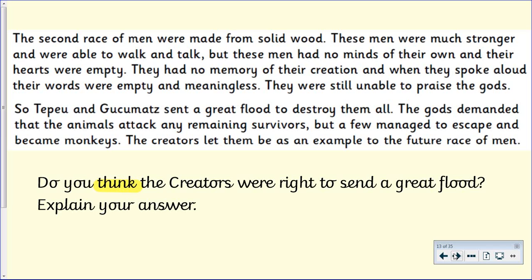The gods demanded that the animals attack any remaining survivors, but a few managed to escape and became monkeys. The creators let them be as an example to the future race of men.